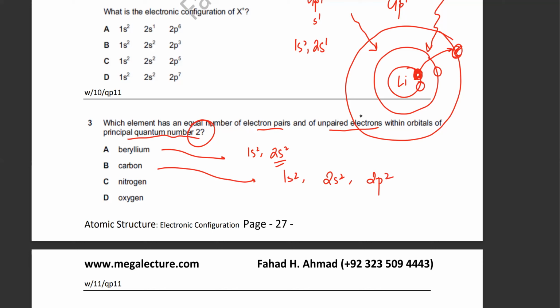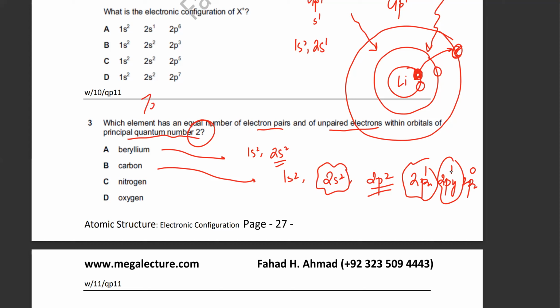So equal number of electron pairs. How many electron pairs do you have? You have just one in the second shell, in the principal quantum number 2. How many unpaired do you have? The number of unpaired electrons. If I expand p, it's basically 3 orbitals. So there are 2 electrons, which means there's 1 over here and 0 over here. So that's 2 unpaired. There's one paired electron and there are 2 that are unpaired. So that's not equal, so that's not going to be our answer.